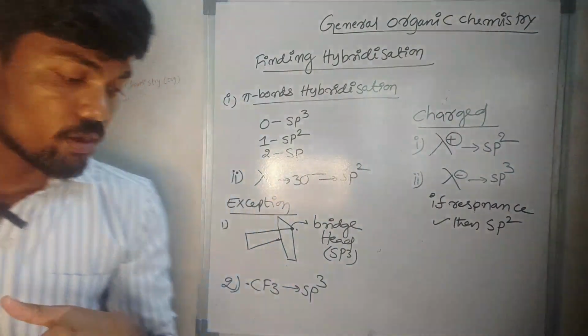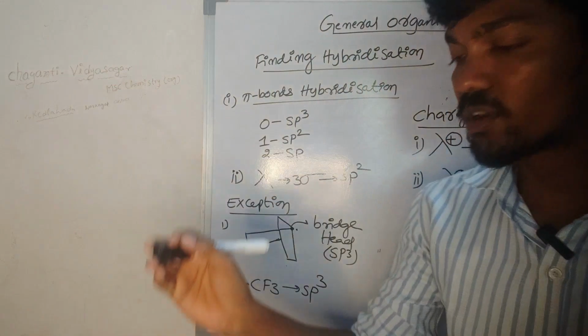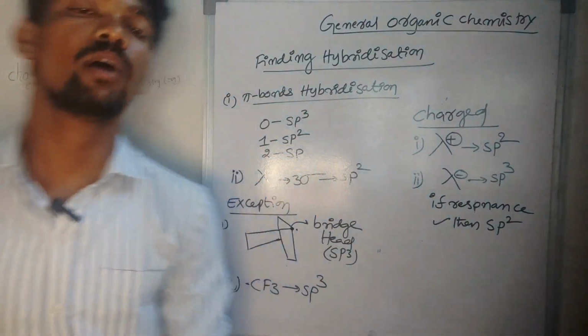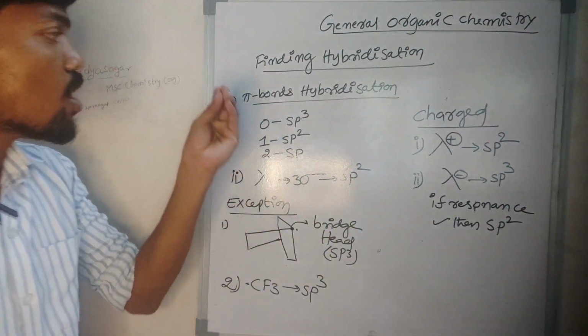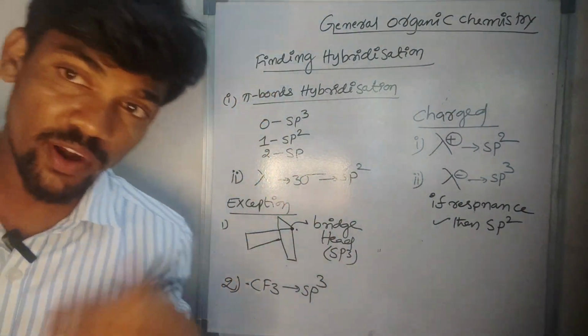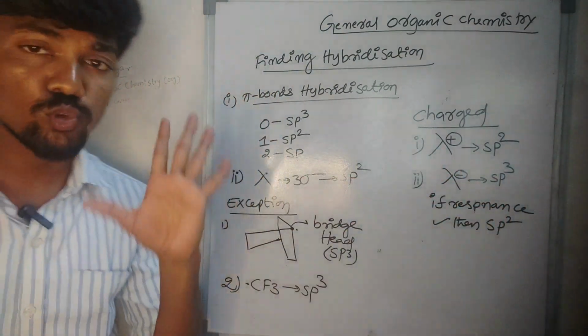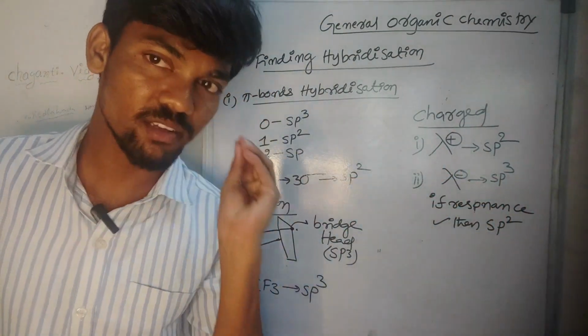Hello, listen. Here what happens? So how to find out hybridization? If a double bond or triple bond is given, we have to remember. Here pi bonds are given. If pi bonds are given, how can you find out hybridization? So what happens if 0 pi bonds will be there? We have to take sp3 hybridization.